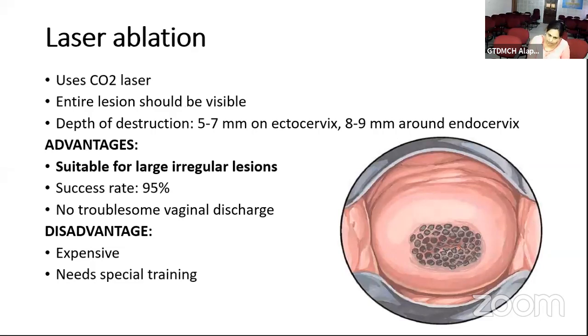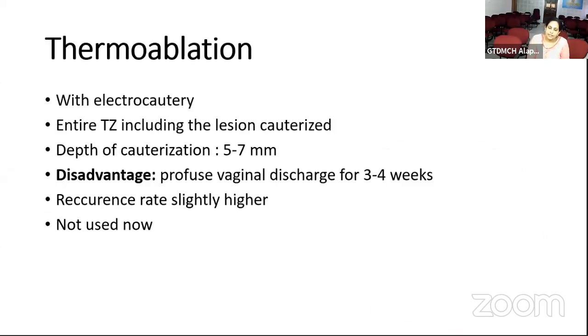Another ablative procedure available is laser ablation using carbon dioxide laser. The entire lesion should be visible. Depth of destruction is around 5 to 7 mm, so the lesion should be within this depth, and 8 to 9 mm around the endocervix. Advantages are that it is suitable for large irregular lesions. Success rate is around 95%. No troublesome vaginal discharge. The disadvantage is that it is very expensive and needs special training. Thermoablation uses electrocautery. The entire transformation zone, including the lesion, is cauterized. Depth of cauterization is around 5 to 7 mm. Disadvantages are similar to cryotherapy, that is profuse vaginal discharge, and the recurrence rate is slightly higher, so it is not commonly used now.